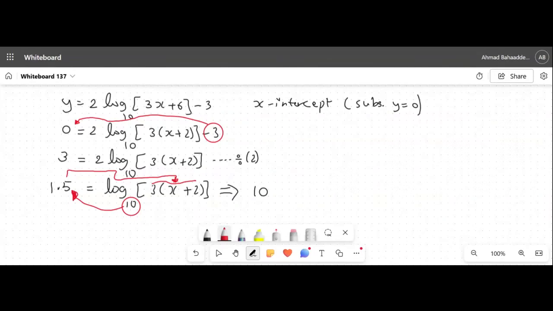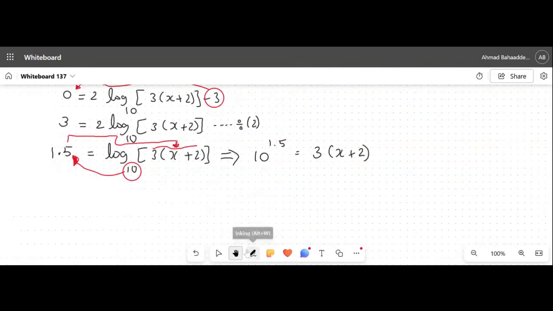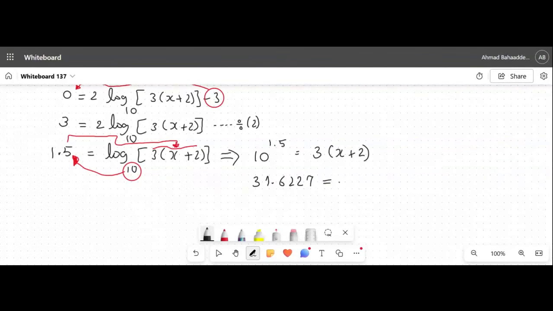You see that, guys? So 10 to the power of 1.5, and we know the value of 10 to the power of 1.5 from the first part of this question. It's going to give me 3 times x plus 2. Again, guys, the answer is going to be a little bit different, but let's see what's happening here. So we said that 10 to the power of 1.5 is going to give me 31.6227 from the previous one. That's going to give me 3x plus 6.